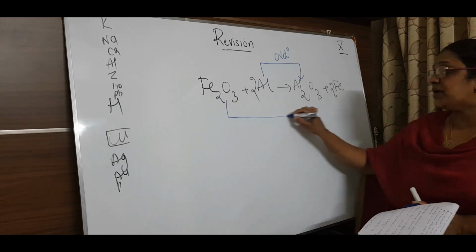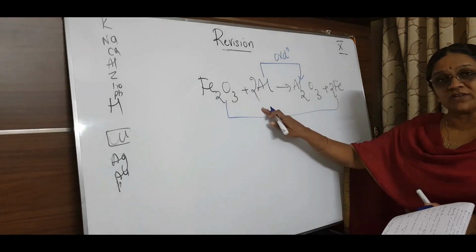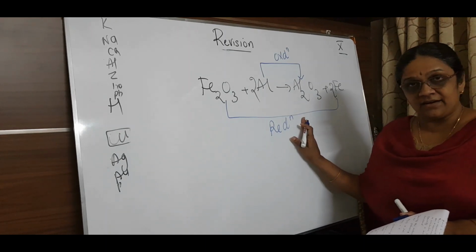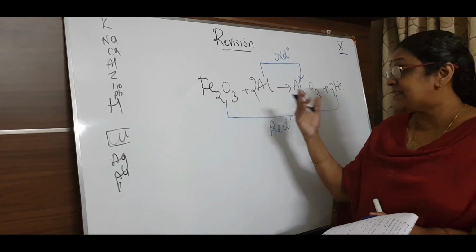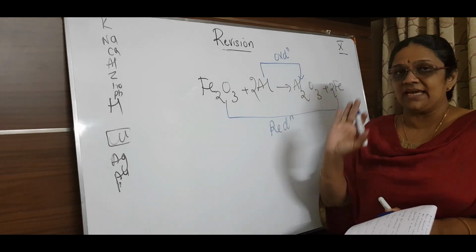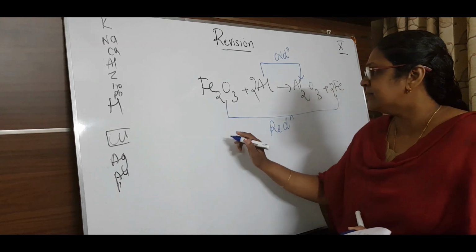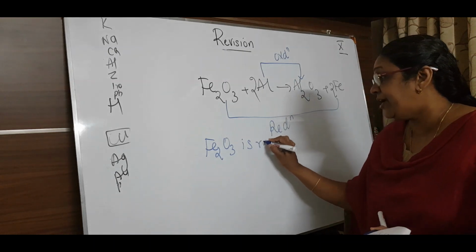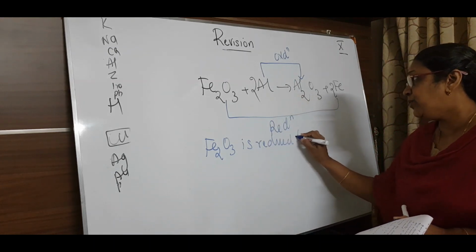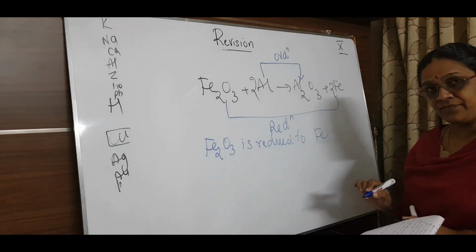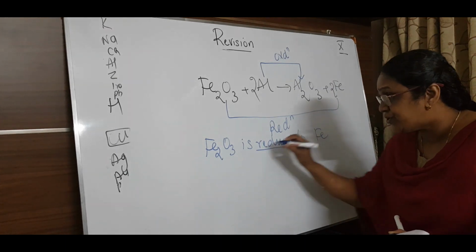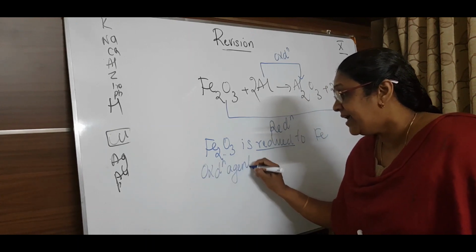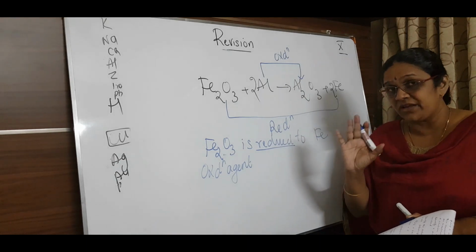Now, what happens to the iron? The removal of oxygen is reduction, isn't it? Reduction. Now it's clear. Now we will see what the oxidizing agent and reducing agent are in this equation, just for clarity. Now I will write: Fe2O3 is reduced to Fe. Correct? Now, it is reduced, so this will be the oxidizing agent. Is it clear now? Very much clear, isn't it?